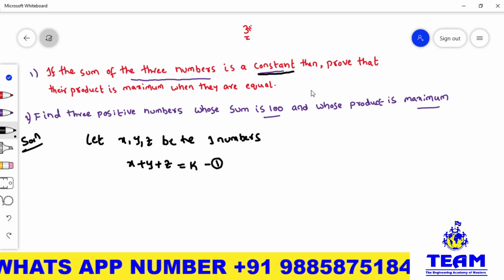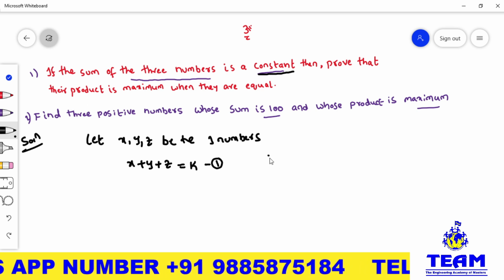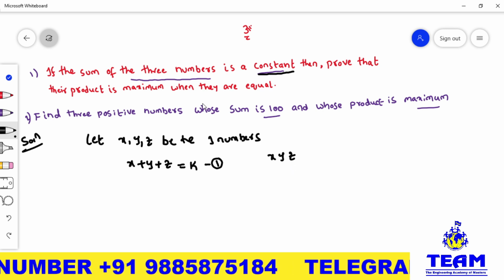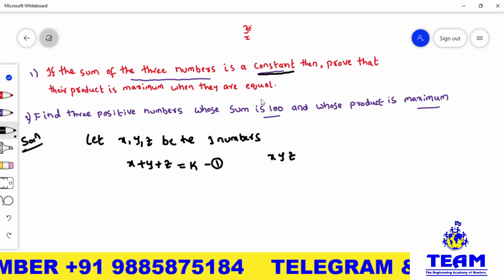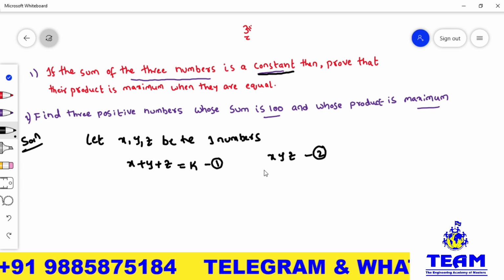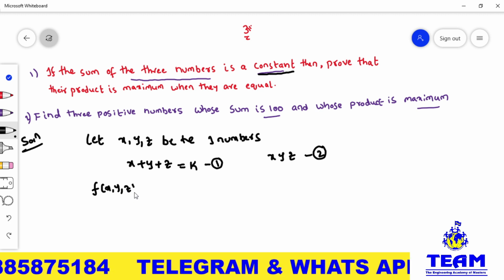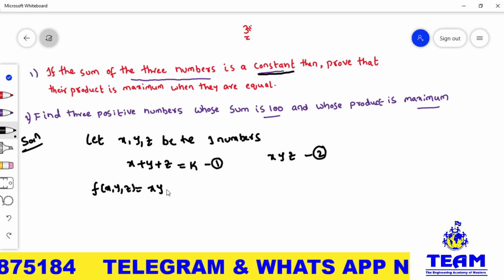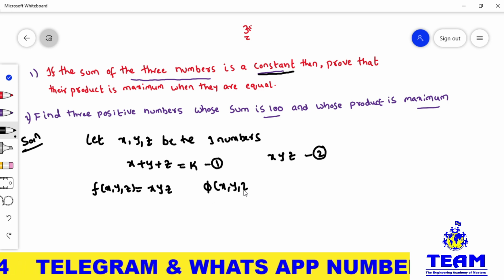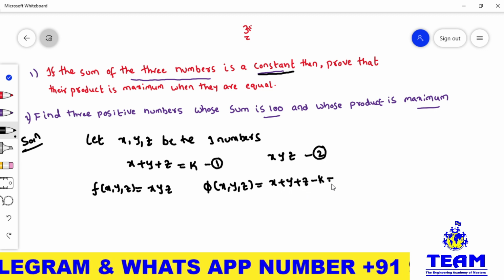Now what we have to do is prove that their product is maximum. Product means what? xyz. Now we have to prove that the product of these three is a maximum when they are equal. Consider this as the second function. Here you observe, I am first considering the function small f of x, y, z equal to the product of the three numbers, that is xyz, and the given condition, phi of x, y, z equal to x plus y plus z minus k equal to 0.